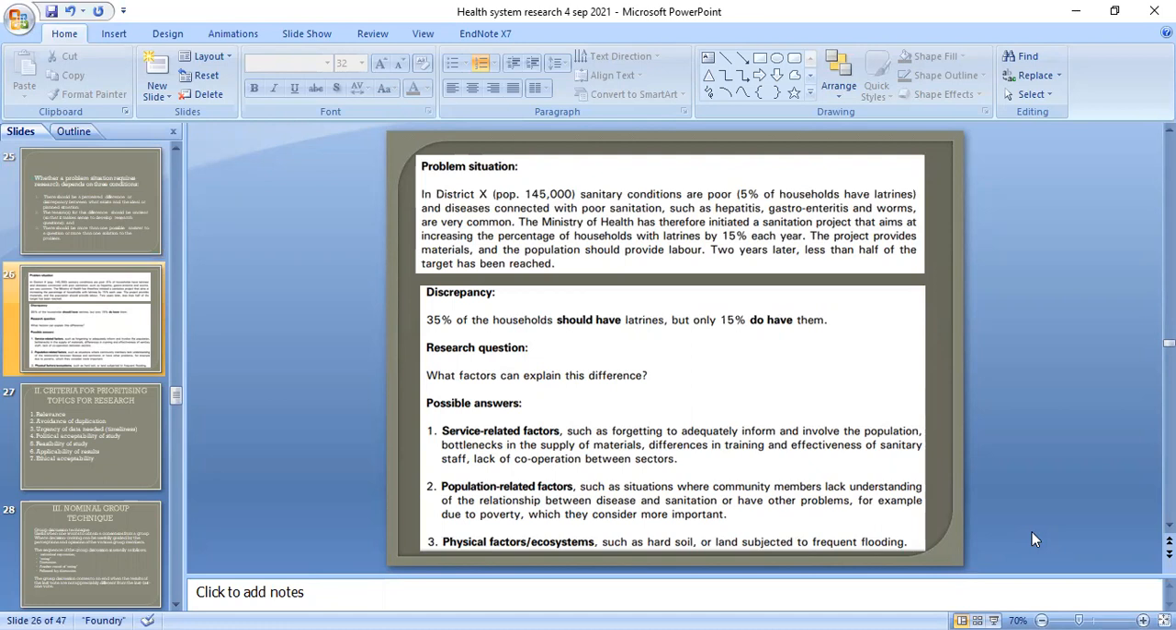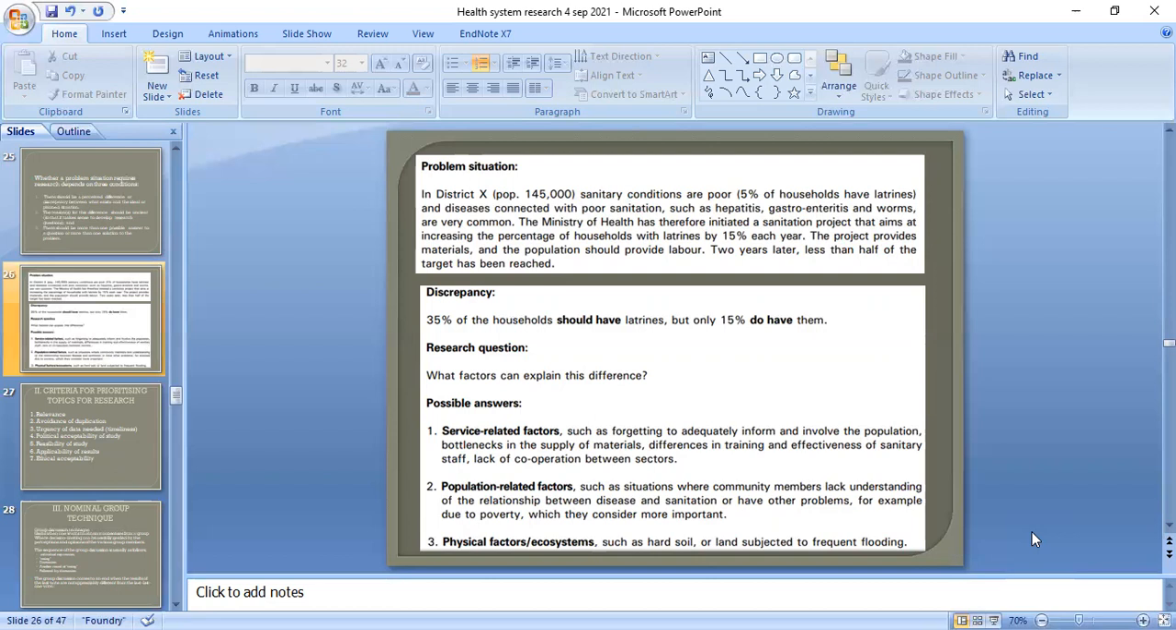Now the discrepancy in it is that at the end of 2 years, about 35% of households should have the toilets, but only 15% have the toilets. Now the research question that arises is: what factors can explain this difference? Now the possible answers may be three.